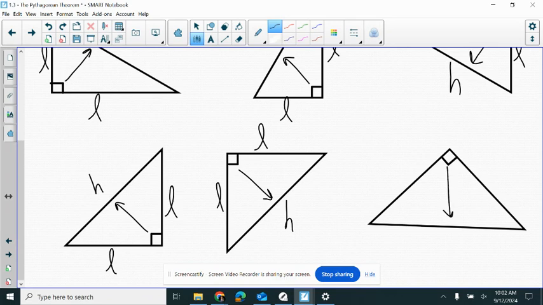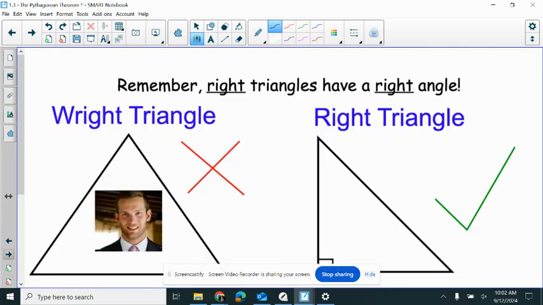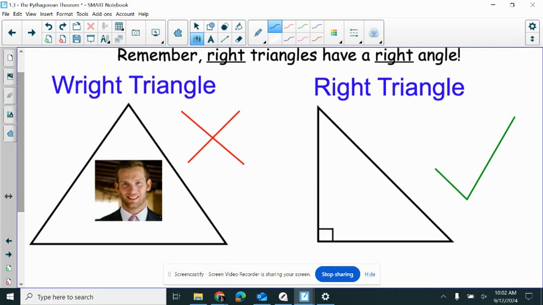This little trick makes it easy: just always start at the right angle, draw an arrow from there, what's the hypotenuse? Okay, so we're going to be working with right triangles, and just remember right triangles have a right angle.